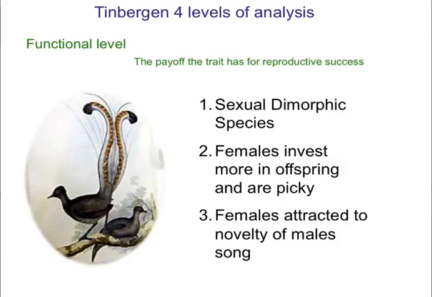And it ends up that females are attracted to novel songs, and males that can produce the fanciest, most novel songs are the ones that typically the females swoon over and choose as their mates. So that would be at the functional level. Why would lyrebirds have this complex song? Because female lyrebirds prefer it, and the males that are able to produce those songs are going to have more offspring and a higher payoff for that trait than those that don't have it.